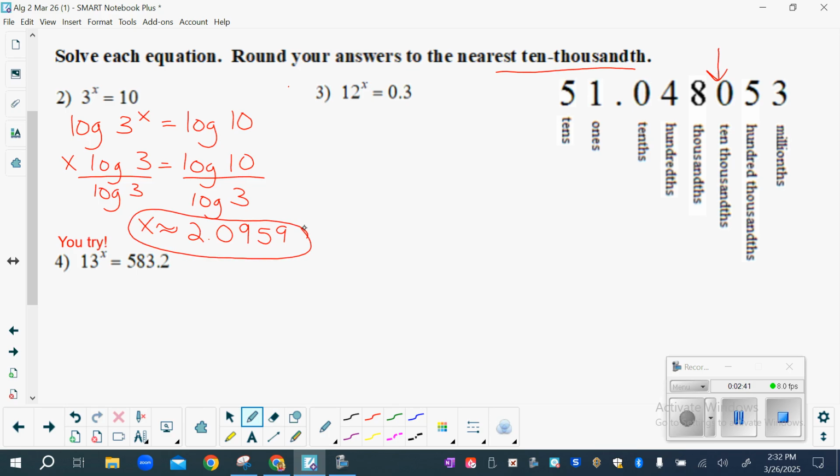Questions on that? You're literally just putting log 10 divided by log 3. Did you get it? You've got to put it in the parentheses. You've got to type in the parentheses.